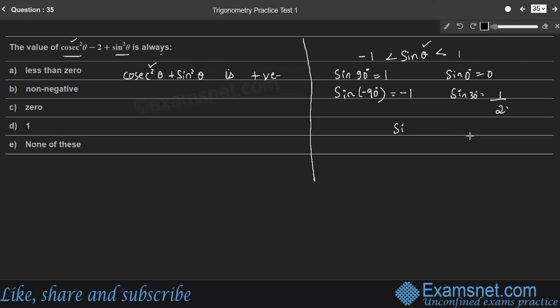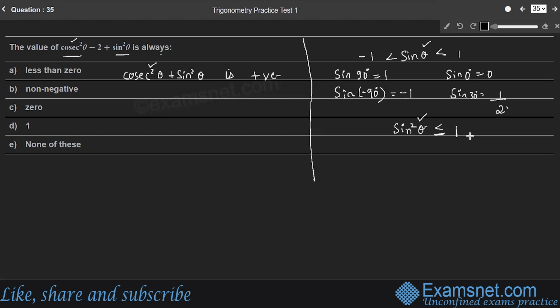Therefore, what is sin square theta? Sin square theta is always less than or equal to 1. Since it is a square, -1 squared is equal to 1 itself. So it is less than or equal to 1.